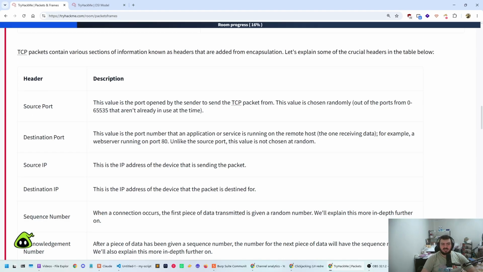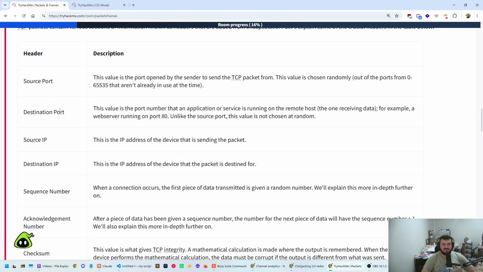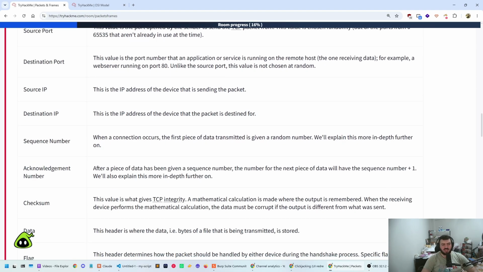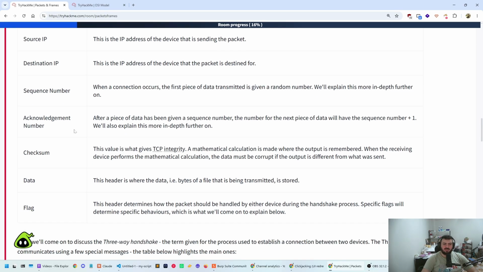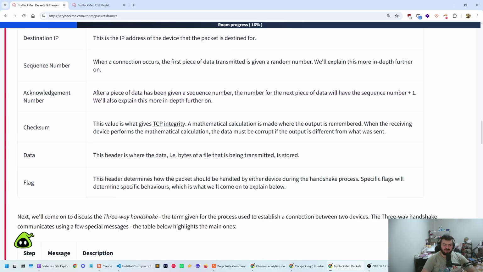So this is the port opened by the sender to send the TCP packet from. Destination port. Source IP, destination IP, all of these are good. Now the sequence number: when a connection occurs, the first piece of data transmitted is given a random number. We'll explain this more in depth further on, okay? Acknowledgement number: after a piece of data has been given a sequence number, the number for the next piece of data will have the sequence number plus 1. We'll also explain this more in depth further on.